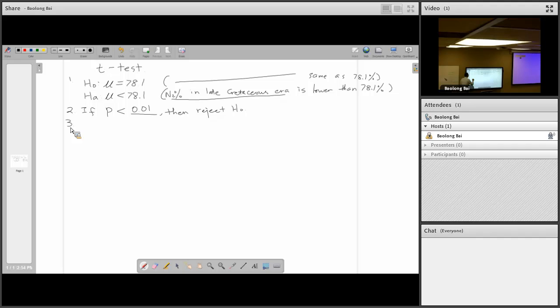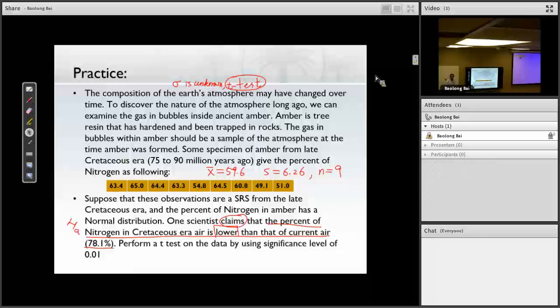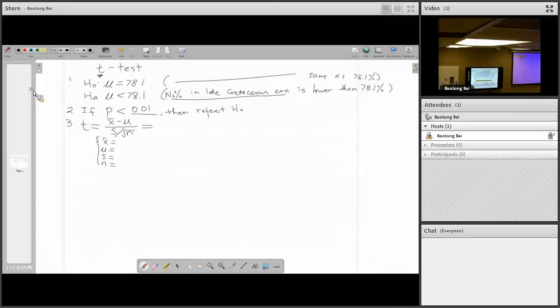Now we go to step 3, calculating the test statistic and finding the p-value. So you need to realize we're doing a t-test. The test statistic will be a t-statistic. And by definition, the t-statistic is x bar minus mu divided by s over square root of n, right? Then we need to find all the values here in order to calculate. We need to find what x bar is, what mu is, what s is, and what n is, right? So then we go back to the question, try to find each of the values. x bar and s we can calculate, 59.6 and 6.26, n is 9, right? And now we're going to bring them into the calculation. Mean is 59.6, s is 6.26, n is 9, right?